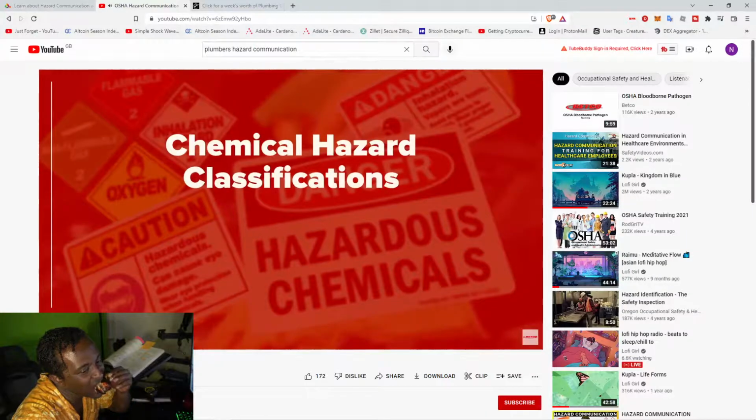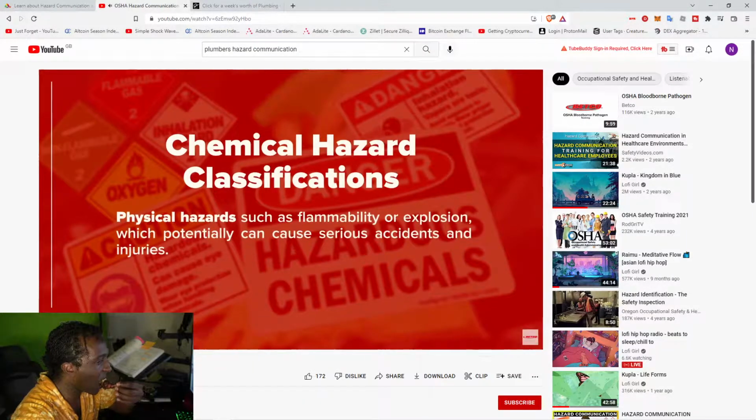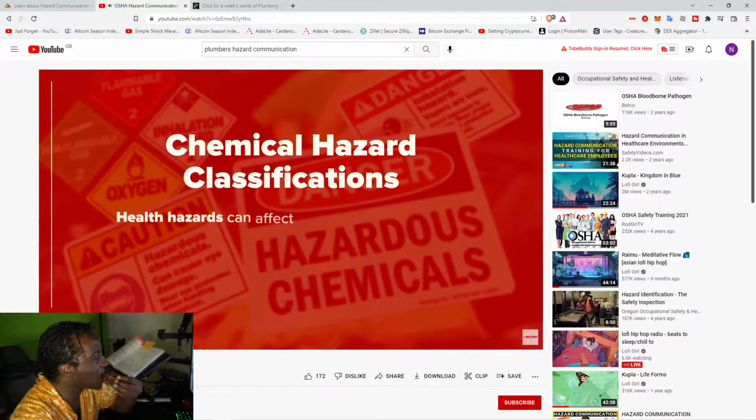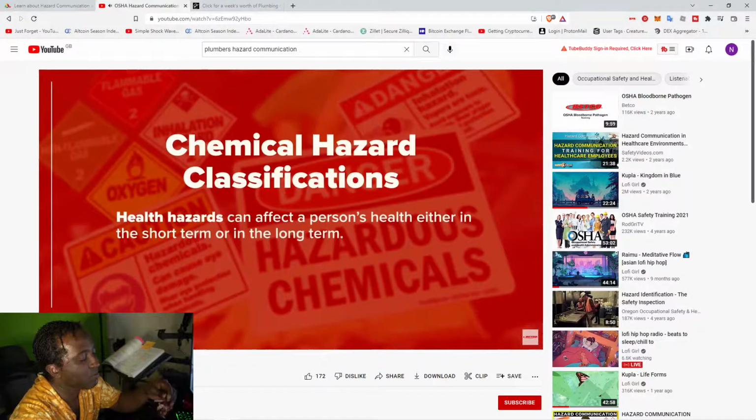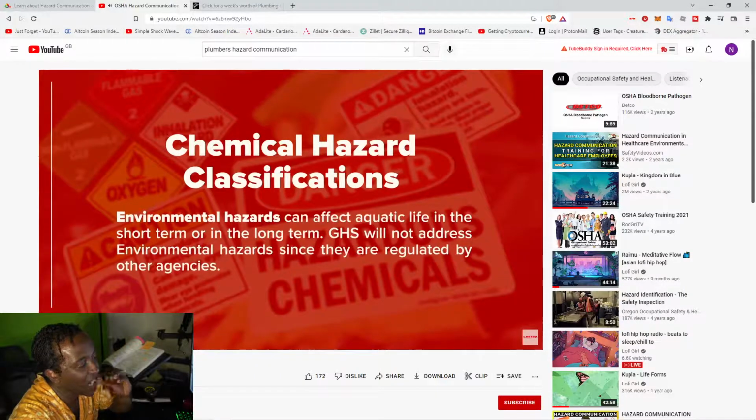Chemical hazard classifications. Physical hazards, such as flammability or explosion, which can potentially cause serious accidents and injuries. Health hazards can affect a person's health either in the short term or in the long term. Environmental hazards can affect aquatic life in the short term or in the long term. GHS will not address environmental hazards, since they are regulated by other agencies.